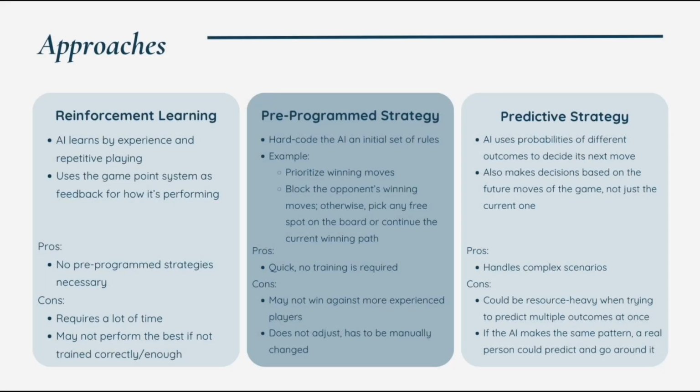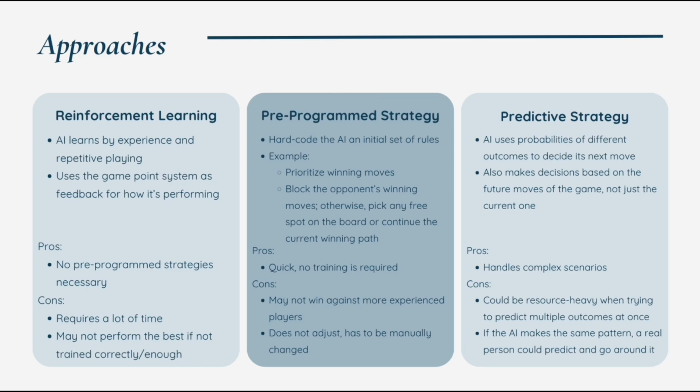Now, we're going to be talking about our approaches, which are our strategies and techniques for how we're going to build an AI to successfully be able to beat a person in a game of tic-tac-toe. Our first strategy would be through reinforcement learning. This is where the AI learns from experience, the repetitive playing, and trial and error. It uses the game point system as feedback for how it's performing.